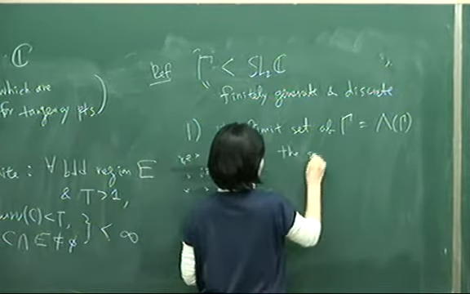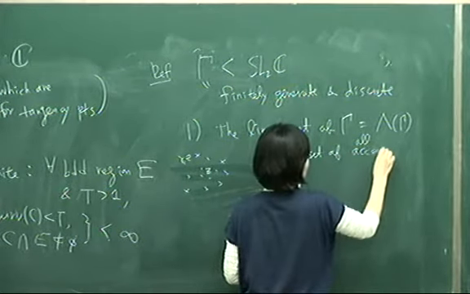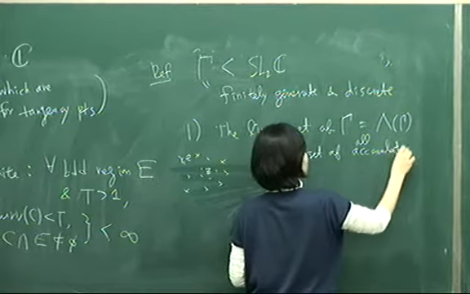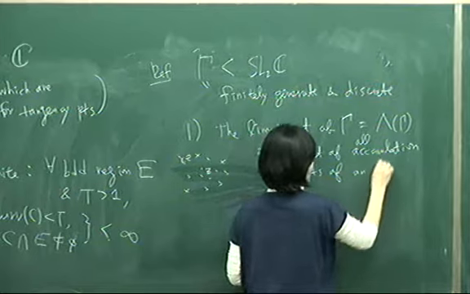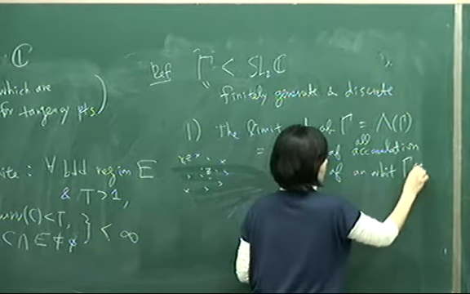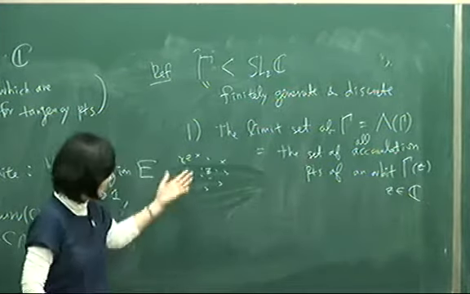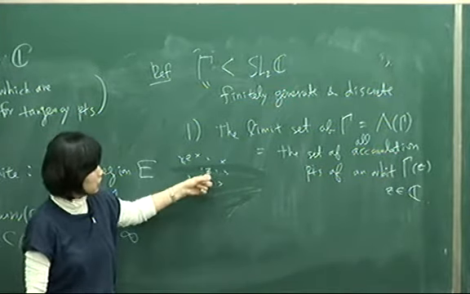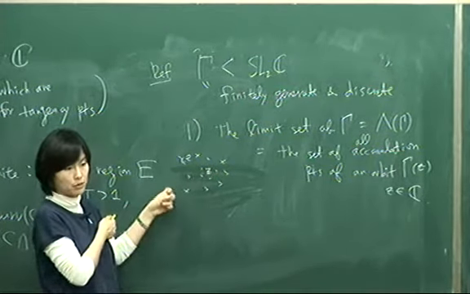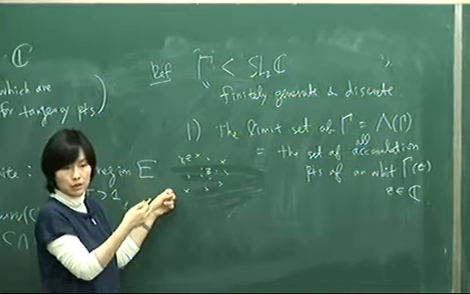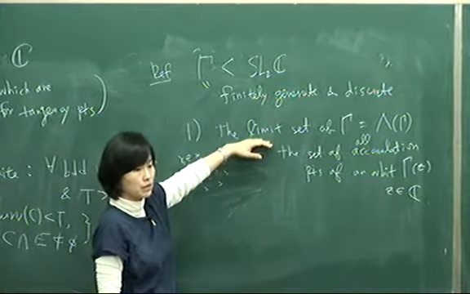It's the set of all accumulation points of an orbit gamma of z for some complex number, and then it's not so hard to see that actually it does not depend on the choice of the base point. You can start from here or start from here, but the set of accumulation points where gamma accumulates will be the same. So this is something called the limit set of gamma.